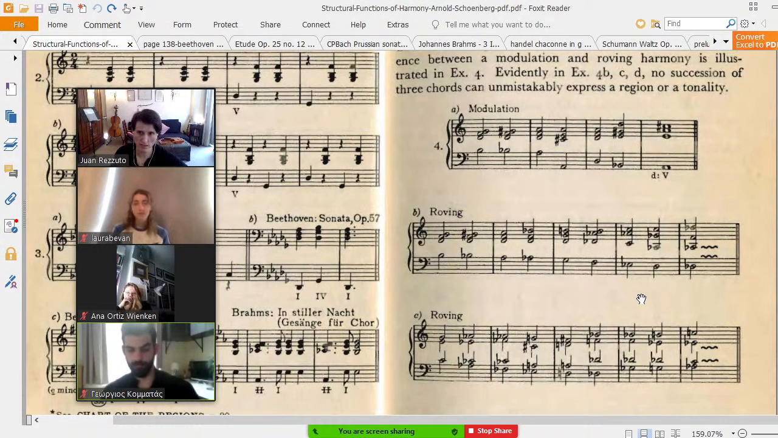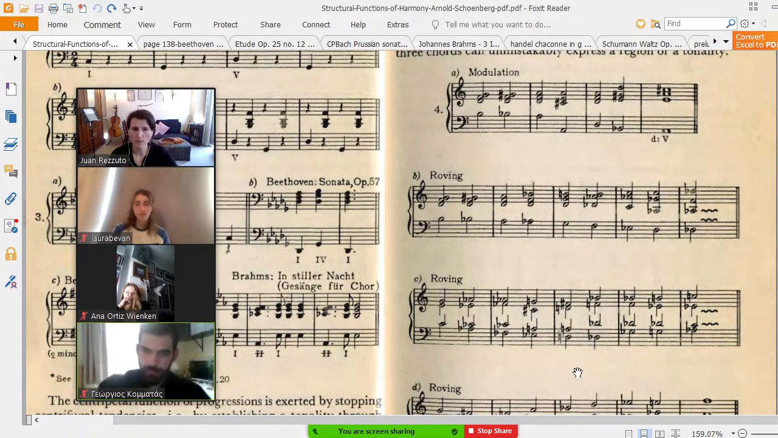The harmony exercises are not going to be just exercises. You're composing. I don't know if you remember, but that's what Schoenberg says at the beginning of the book. You are composing from the very beginning. You are creating a structure. You're not just putting chords one after the other, in succession. It's a progression, not a succession. Roving is a succession. Clear or less?